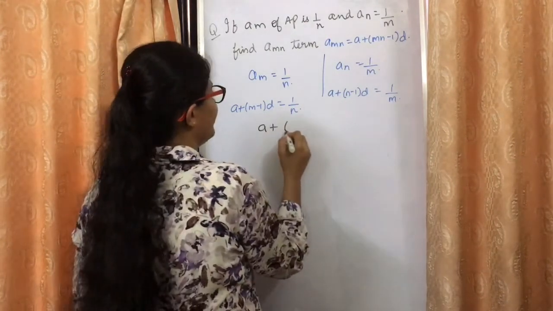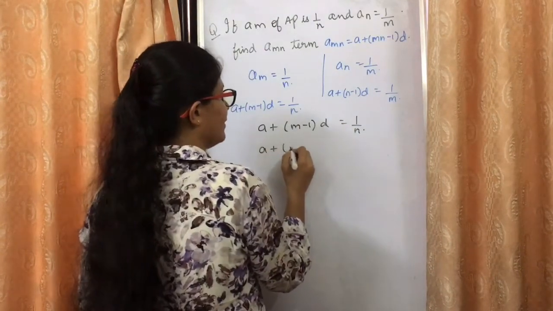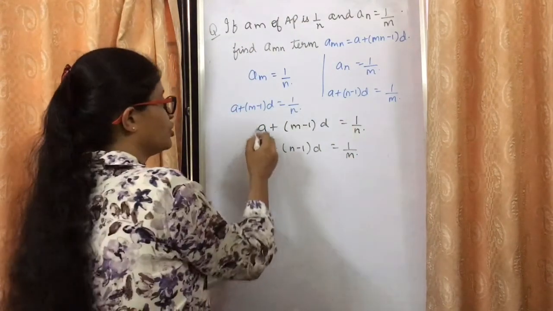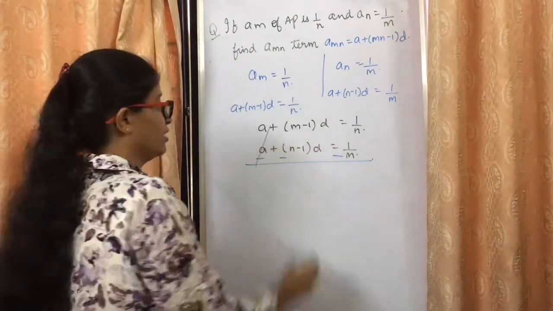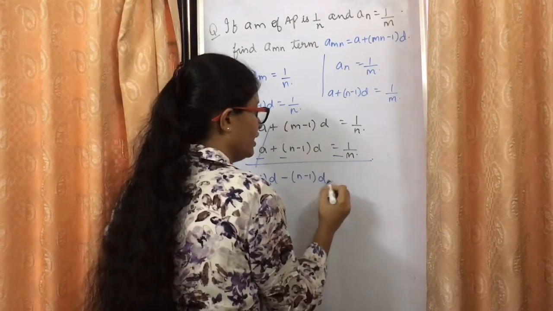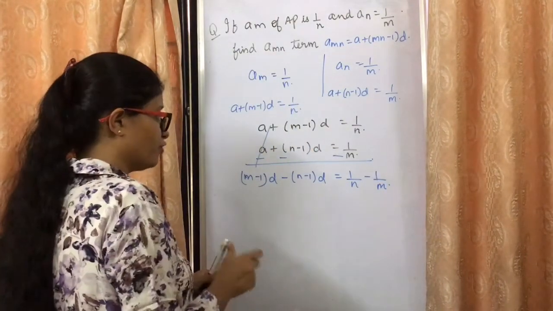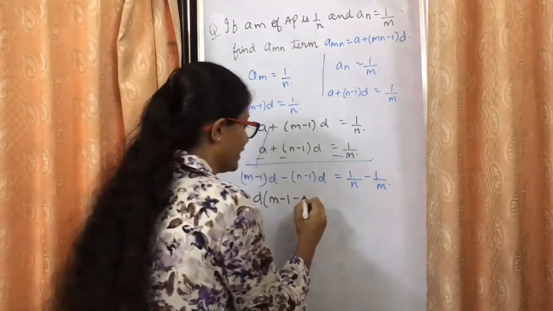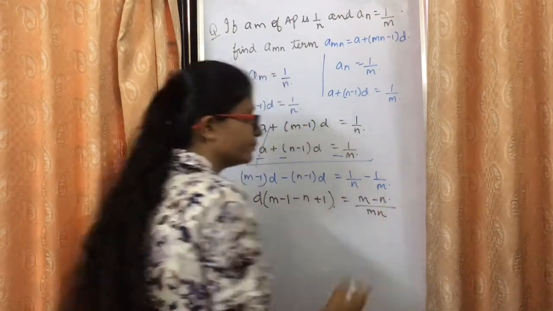Let's see how. a plus m minus 1 into d is equal to 1 upon n. The second equation is a plus n minus 1 into d is equal to 1 upon m. Can we subtract both the equations because the coefficients of a and a are similar? If we subtract, a and a will get cancelled. This will be m minus 1 into d minus n minus 1 into d is equal to 1 upon n minus 1 upon m. Can we take d common from this? If we take d common, you will get m minus 1 minus n plus 1, which is equal to m minus n upon mn.